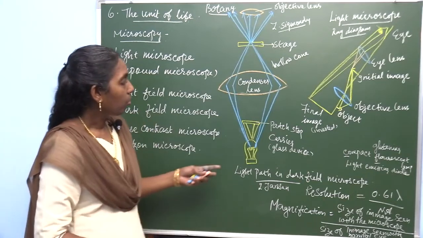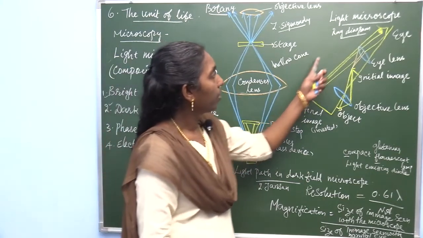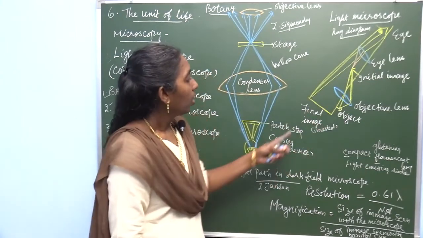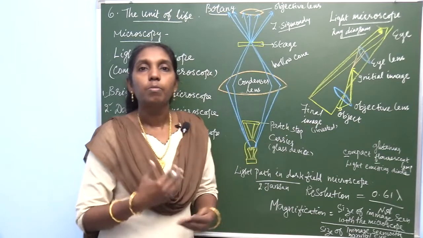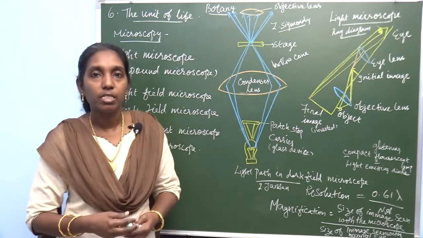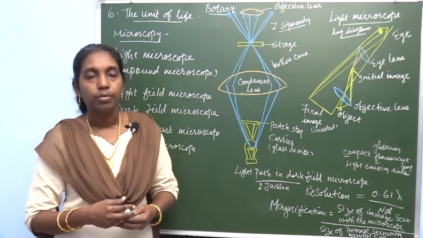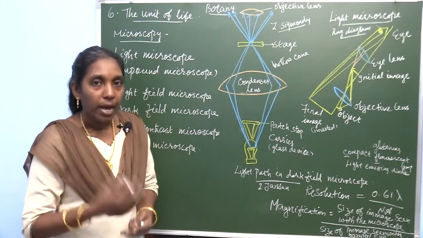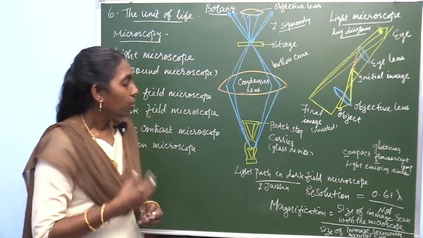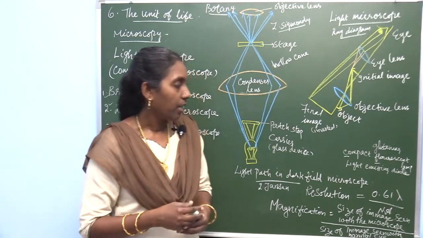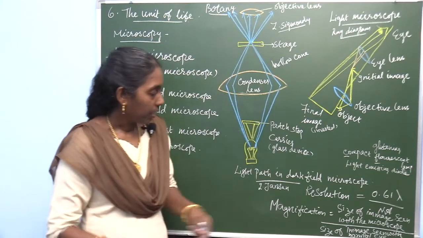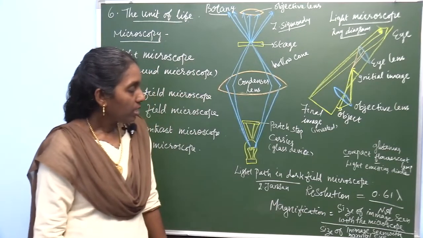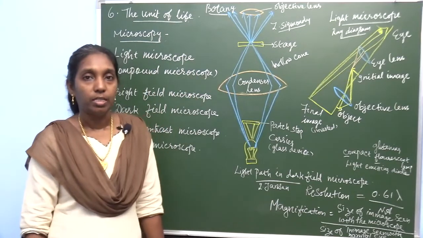Here is the ray diagram showing the light path. Before that, the microscope and its lenses have three properties: magnification, resolution, and numerical aperture, NA.